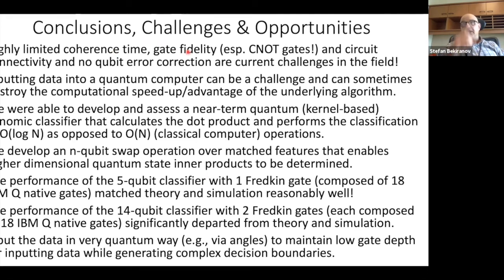Gate fidelities are limited. Concretely, with the Hadamard I showed you, it's supposed to take the 0 into 1 over square root of 2 of 0 plus 1. Well, it doesn't exactly give you 1 over square root of 2. It's a little off. And the CNOT gates actually have pretty serious fidelity issues. That's when you operate on 2 qubits. So the more CNOTs you have, the more likely you're not going to get the result you want. And that's probably why our 14 qubit with two Fredkin gates and 16 CNOTs fails, at least 16 CNOTs.